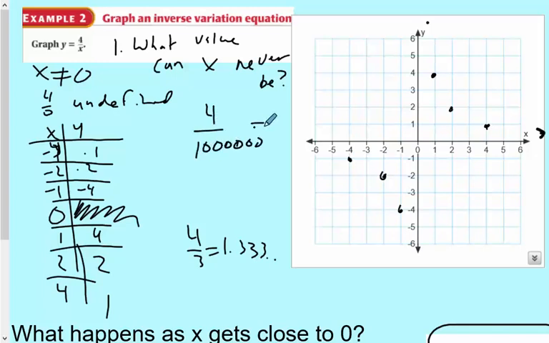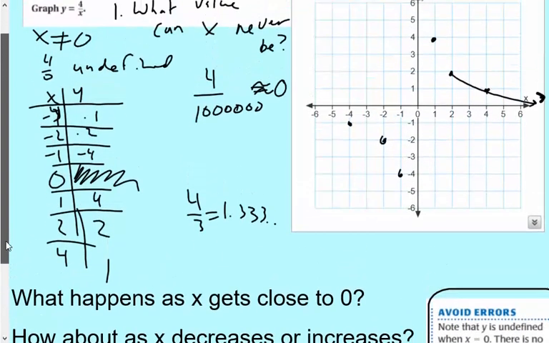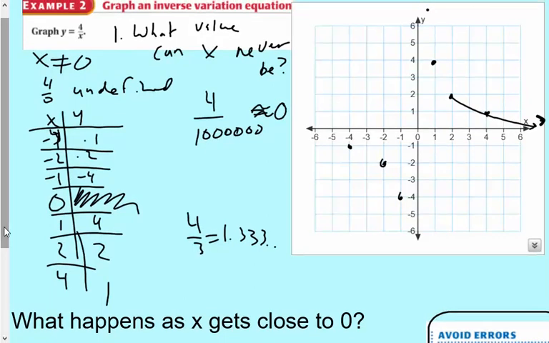It's going to get really close to 0, but it's never actually going to reach 0. Now, as x gets really, really close to 0, if we make x very, very small, like 4 divided by 0.0000001, this is going to be approximately infinity. As x gets very, very close to 0, the y values are going to get really, really big. And so that's going to be up there like that.